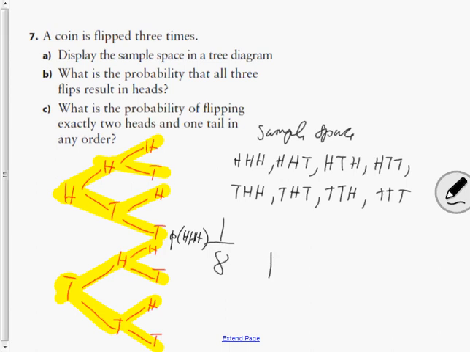And for the third part, what's the probability of flipping 2 heads and 1 tail in any order? There's 2 heads and 1 tail. There's 2 heads and 1 tail. And there's 2 heads and 1 tail. So that's 3 chances out of 8, which is 37.5% probability.